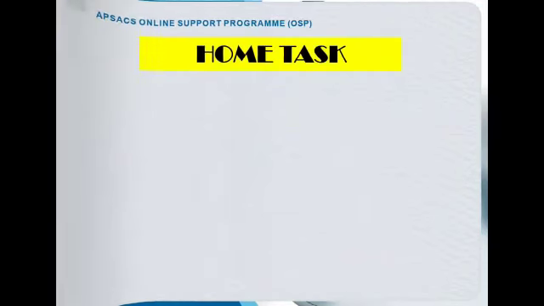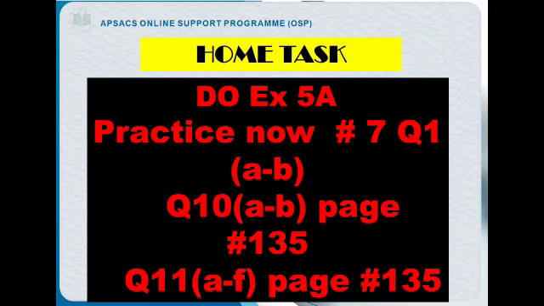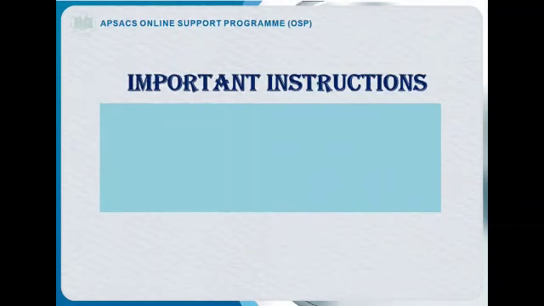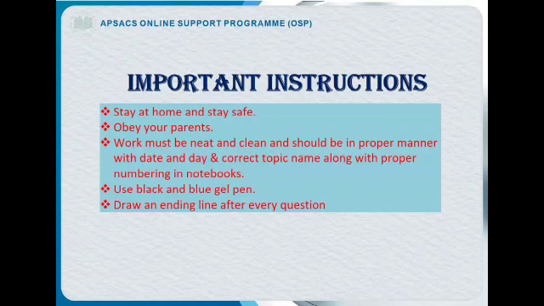Okay, now students, you have to do Practice Now 7, question 1 a and b, question 10 a and b, that is on page number 135, and question 11 a till f, page number 135. Okay students, in submitting your work, it must be neat and clean, in a proper manner with date, correct topic, along with proper numbering in your school notebook. Students, remember you have to do all the work in your school notebook. Use black and blue gel pen.